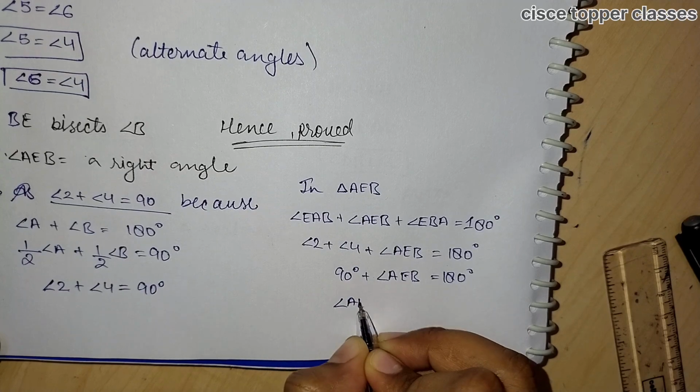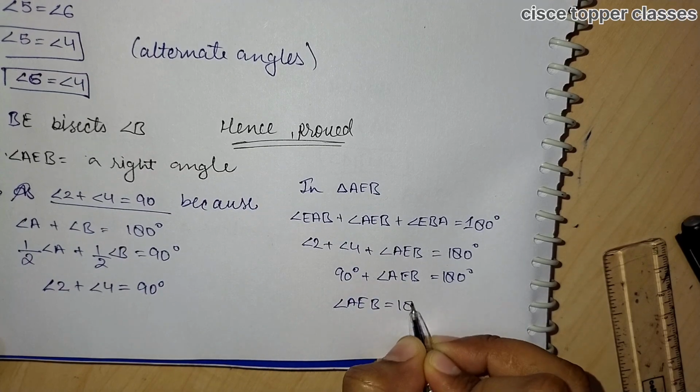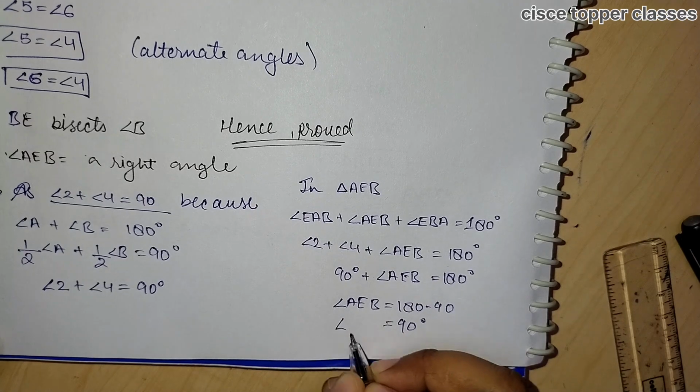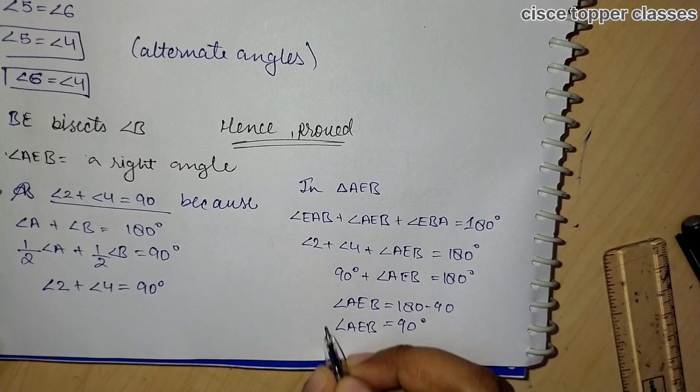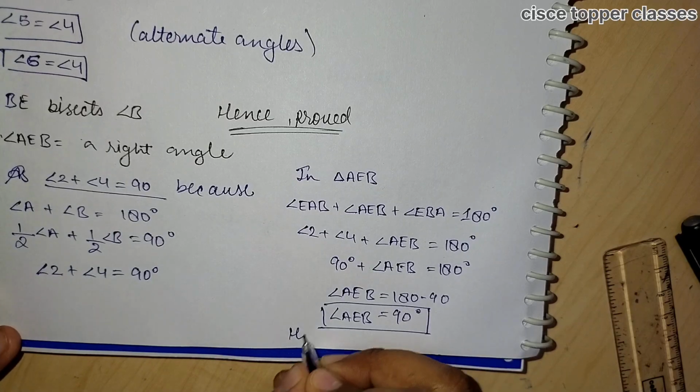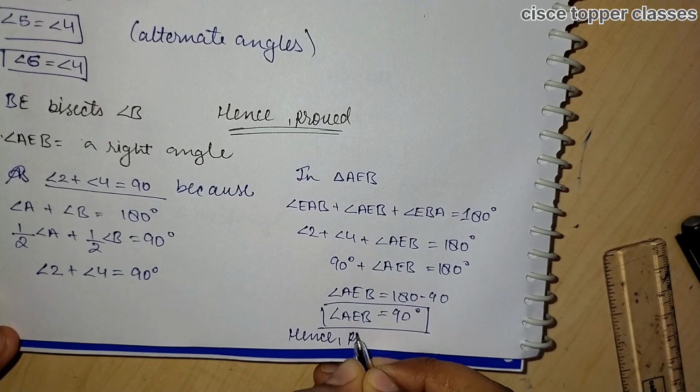Then from here angle AEB is equal to 180 degrees minus 90 degrees, which is 90 degrees. Hence proved that the angle AEB is 90 degrees. So hence proved.